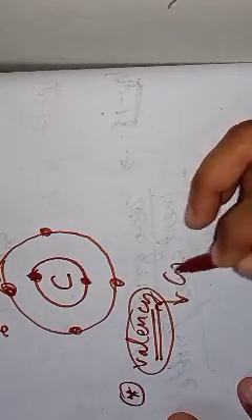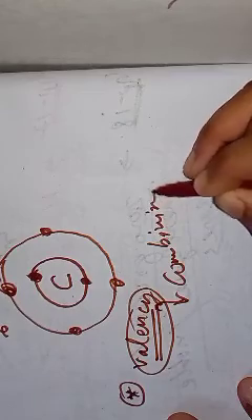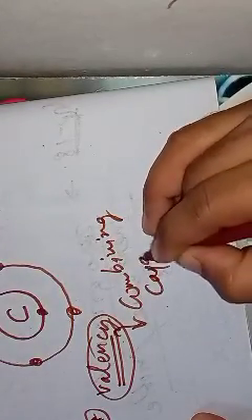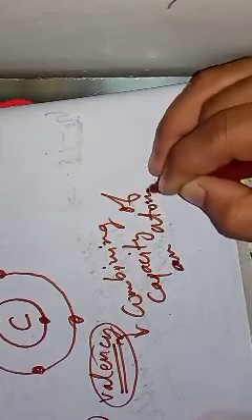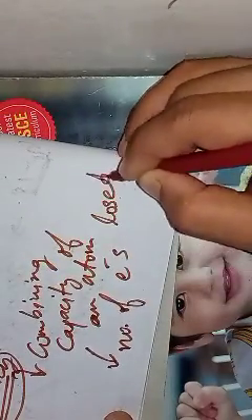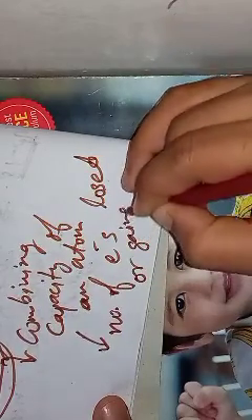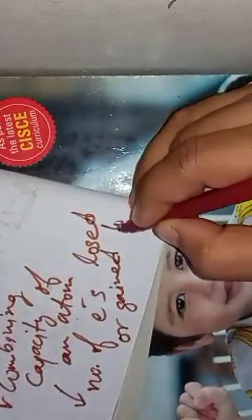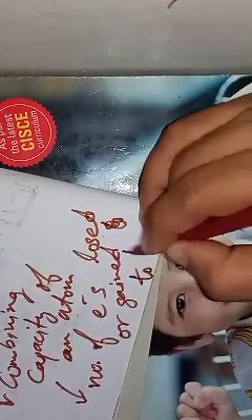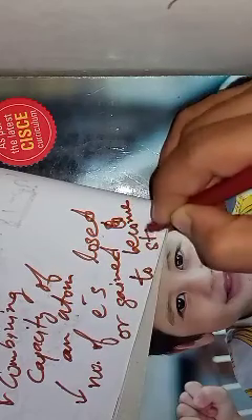Valency is the combining capacity of an atom. It is the combining capacity of an atom, which in simple words means number of electrons lost or gained to become stable.